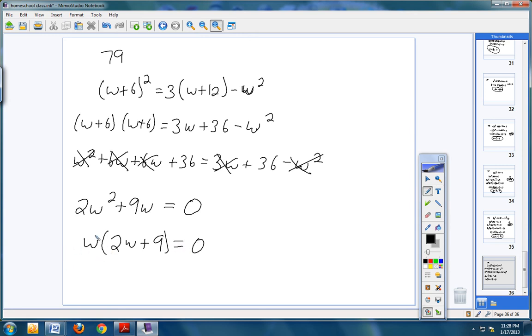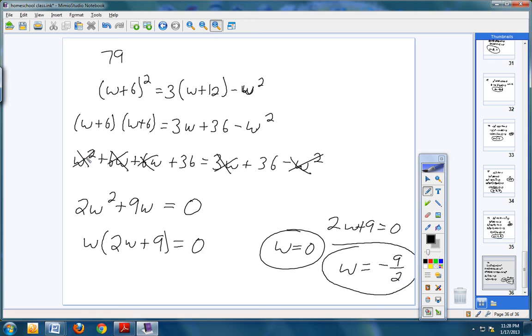And now if you take two groups, take this group right here, w, and set it equal to 0. That's one answer. And then take 2w plus 9, set it equal to 0. And you get negative 9/2 or negative 4.5. I won't give you one that hard on a test or a quiz, at least not right now, but that's quickly how you do that.